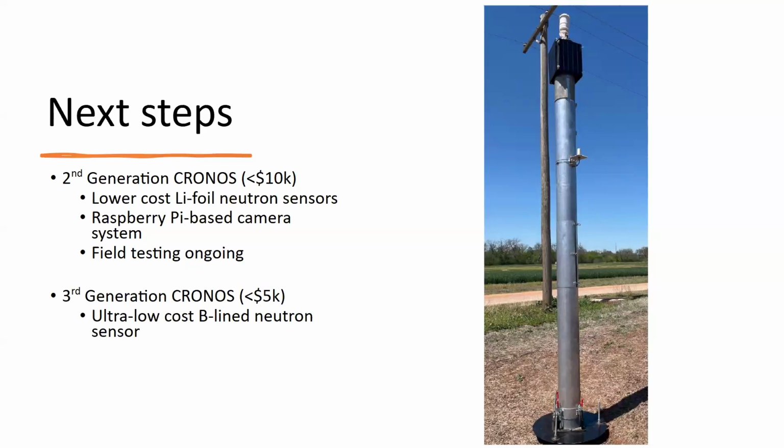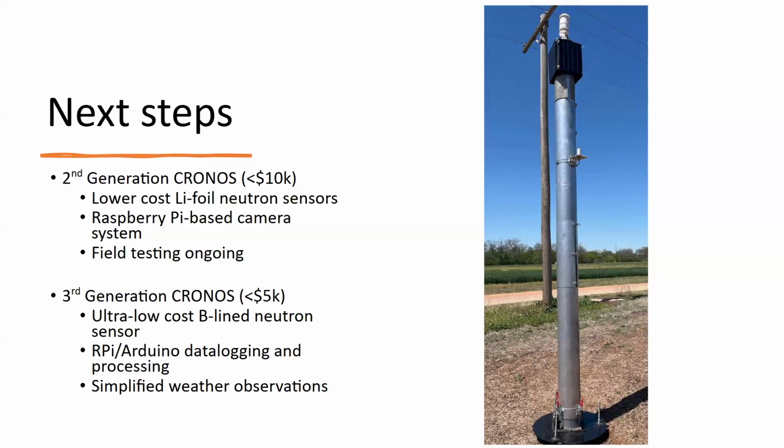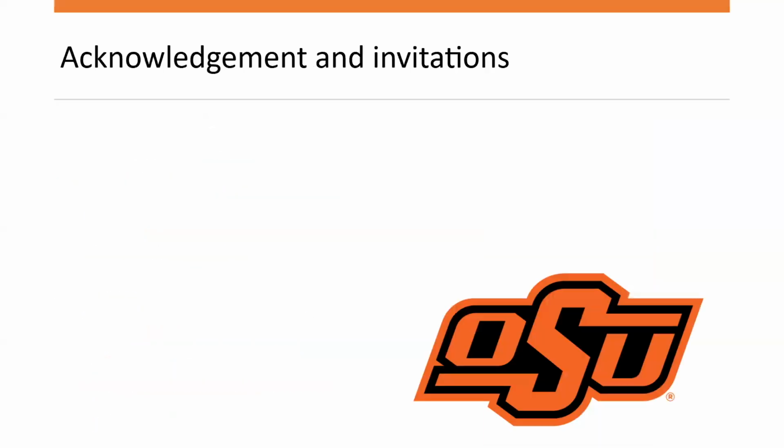We're experimenting with some folks from the physics department on a really low cost neutron detector, a boron-lined sensor, and then switching entirely, not having a data logger, just using the Raspberry Pi and an Arduino together as the data logging system, and also data processing. We can do a lot of onboard data processing. We're probably going to trim down the meteorological observations, and we're trying some creative approaches to packaging. One of them you can see there in the picture. So that's ongoing.